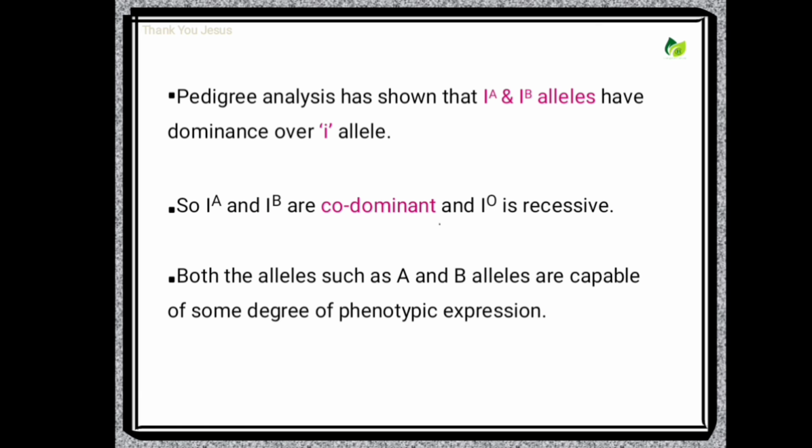Pedigree analysis has shown that IA and IB alleles are dominant over the small i allele. So IA and IB are codominant and i is recessive. i, or IO, is nothing but the absence of antigen. So next, both the alleles, capital A and capital B alleles, are capable of showing some degree of phenotypic expression. That's why both are codominant. You have to remember.